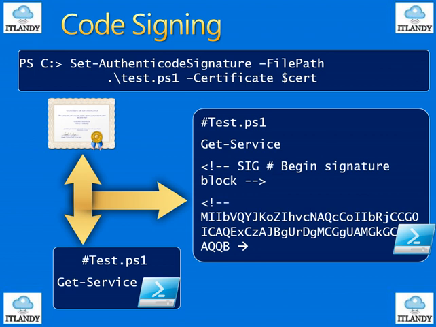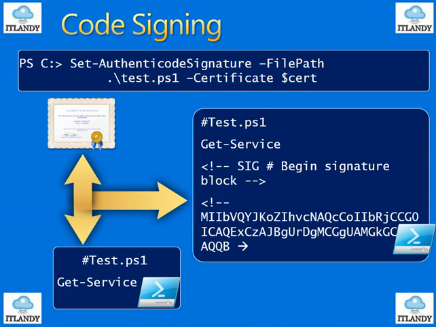$cert = Get-ChildItem Cert: -CodeSigningCert -Recurse. You can then use Set-AuthenticodeSignature with the file path and file name, and the certificate equal to $cert. What exactly is happening here when we do the code signing? This adds a hash to the end of the script file. This hash is made up from the code in the script and the certificate.